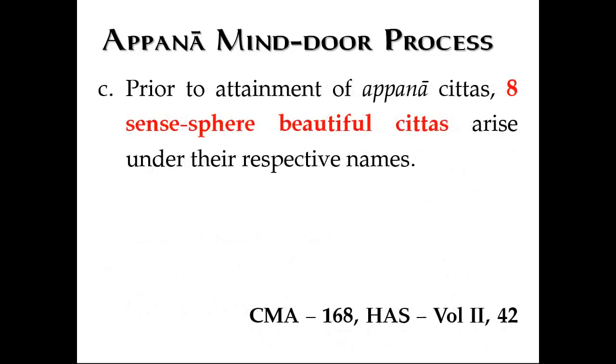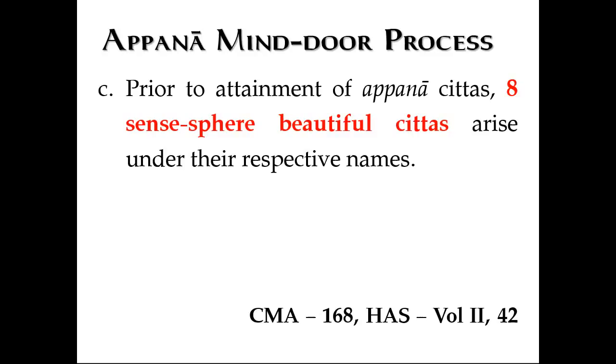Another one. Prior to the attainment of apana chetas, here when I talk about apana, I think you must understand I'm talking about jhana chetas, magga cheta and phala cheta, right? Talking about three. Prior to the attainment of apana chetas, eight sense-sphere beautiful chetas arise under their respective names. So they have their own names according to their function.